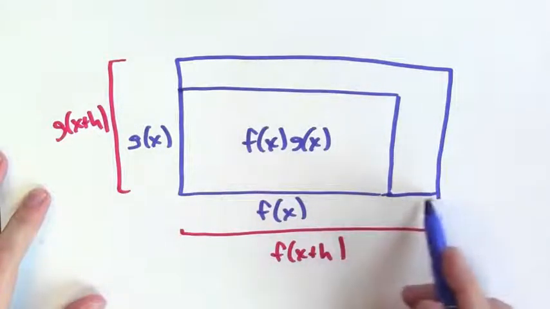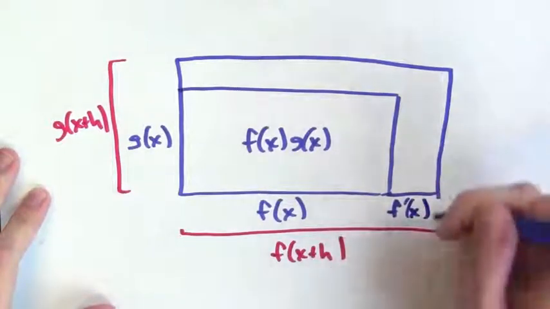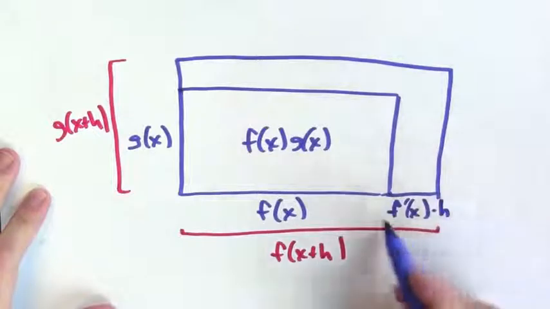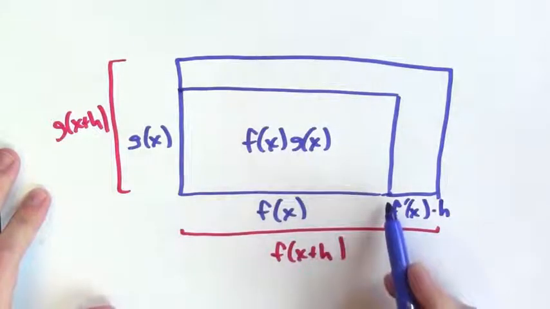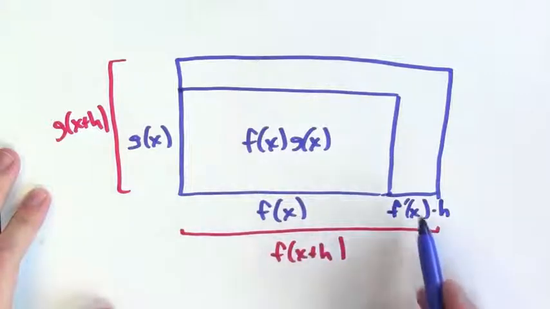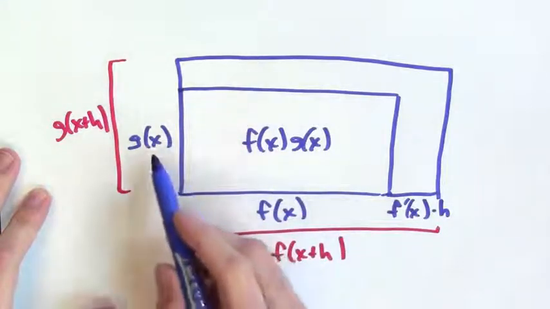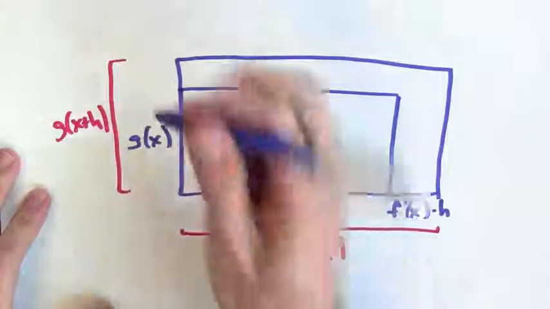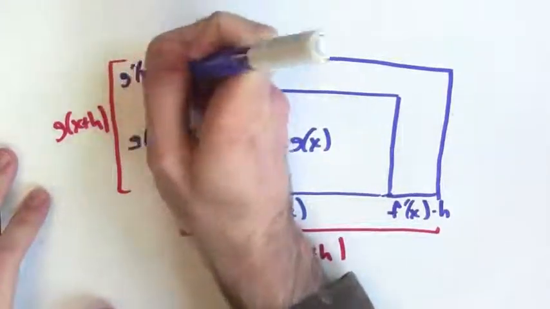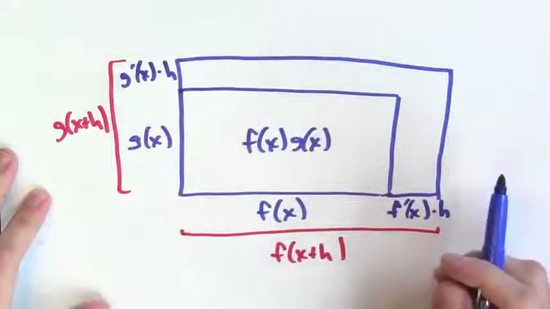What's this length here approximately? Well, the derivative of f at x times the input change is an approximation to how much the output changes when I go from x to x plus h. So this distance is approximately f prime of x times h. Same deal over here. When the input goes from x to x plus h, the output is changed by approximately the derivative times the input change. So this length here is about g prime of x times h.